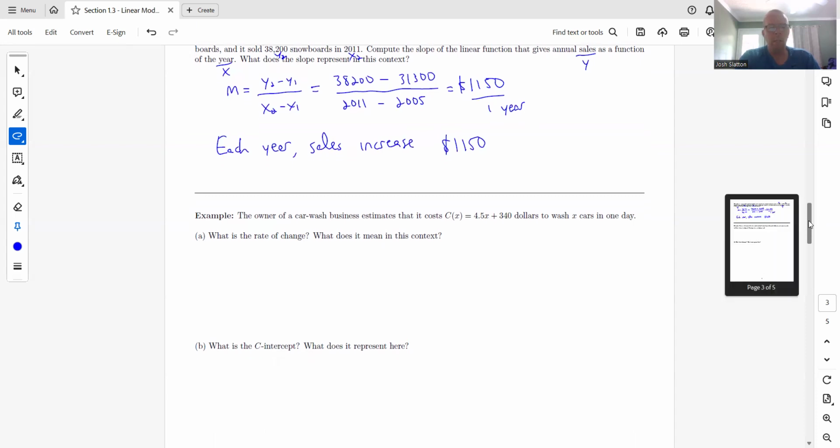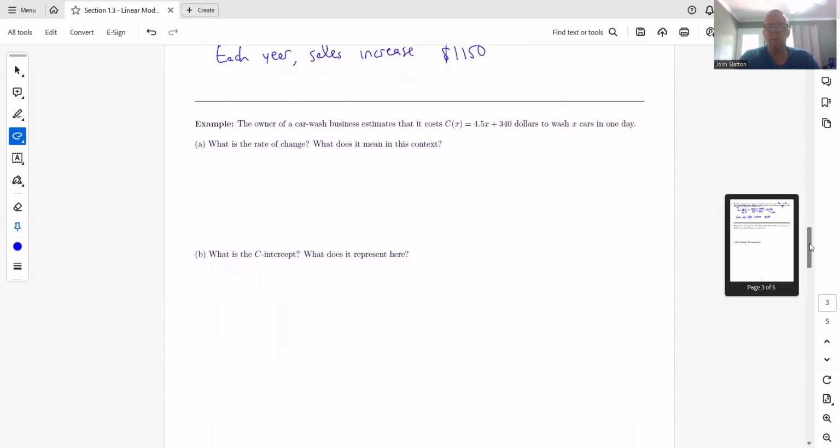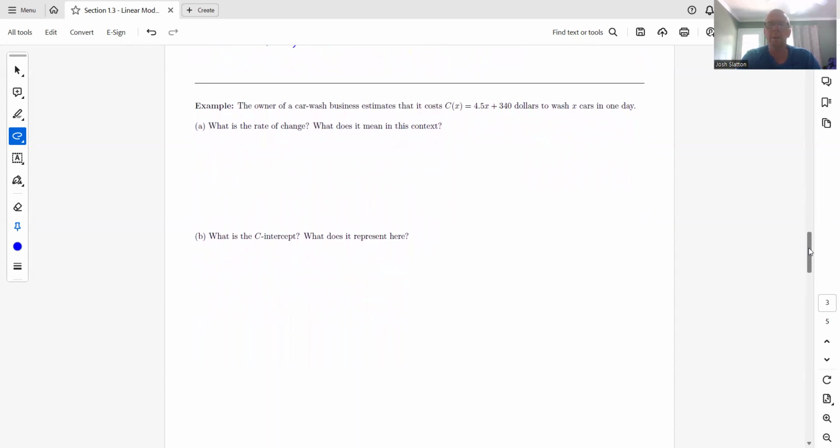Next one, owner of a car wash business estimates that it costs C of X equals 4.5x plus $340 to wash X cars in one day. So what is the rate of change, or what is the slope? Rate of change is referring to slope. What is the slope? The slope is 4.5. And so it cost $4.5.